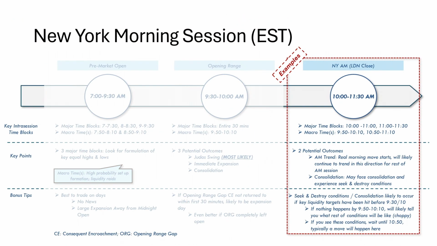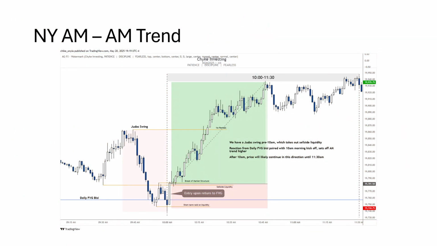And then lastly here, let's go into the AM trend. So as mentioned before, after 10 a.m. is typically when you're going to see the AM trend, right? And so let's break down this slide a little bit. Prior to 10 a.m., from 9:30 to 10 a.m., you have this opening range right here where you have this Judas swing in this orange box, right? So the Judas swing is a run against sell side liquidity.